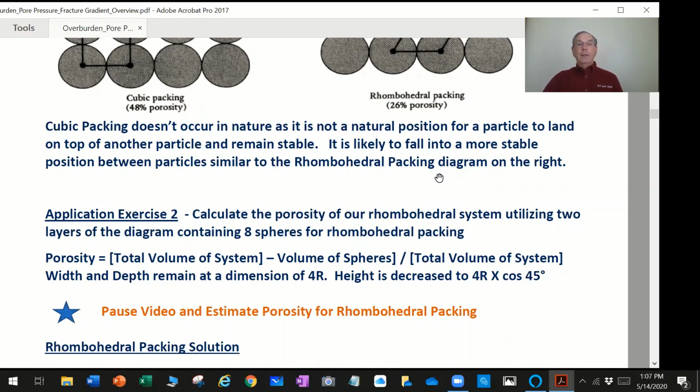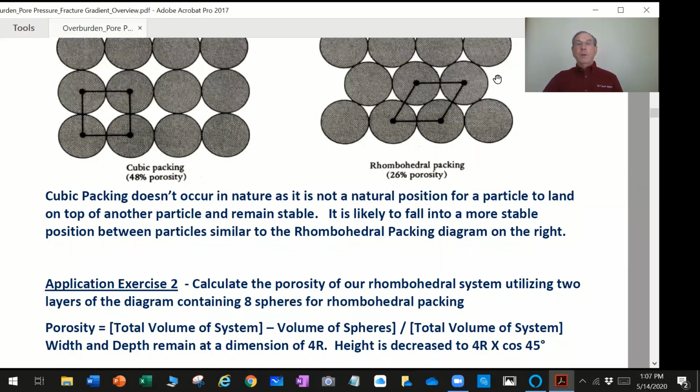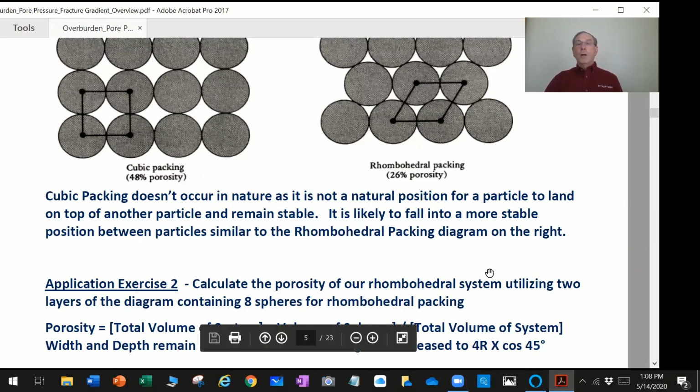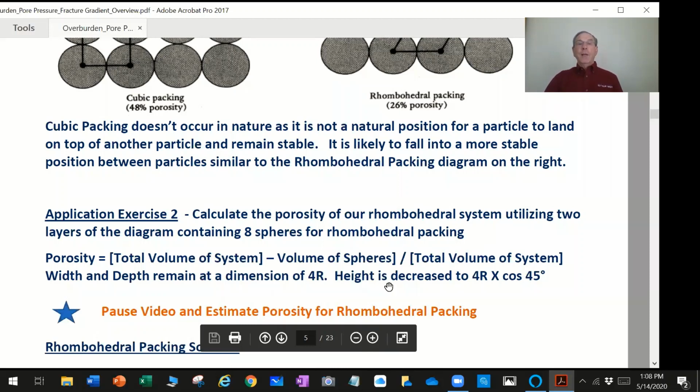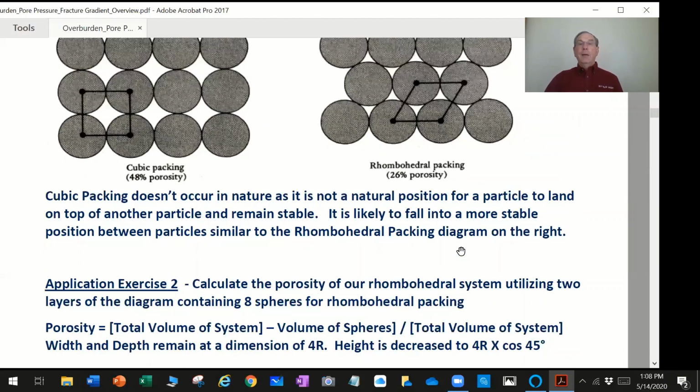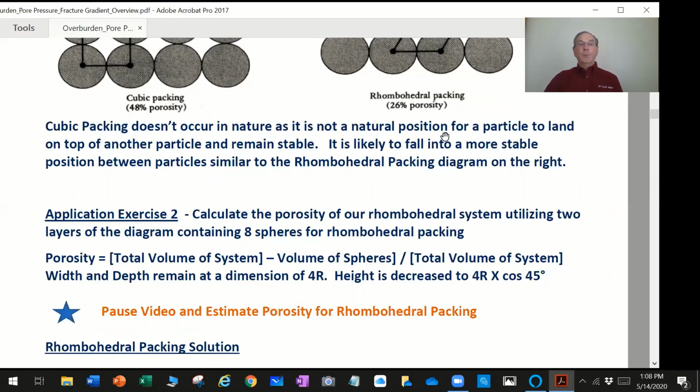If we utilize 2 layers of this system on this diagram, it's still going to contain 8 spheres, but the width and depth dimension remains at 4R, and the height dimension is decreased. Instead of being 4R, the height is going to be 4R times the cosine of 45 degrees. So if you use these 3 values for width, depth, and height, pause the video and see if you can calculate the porosity for rhombohedral packing. Obviously, the answer is there, so see if you come out with around 26%.